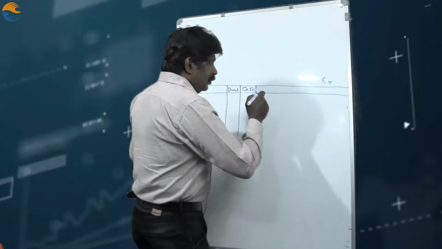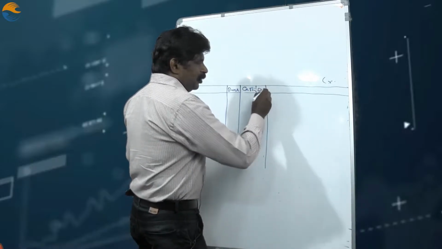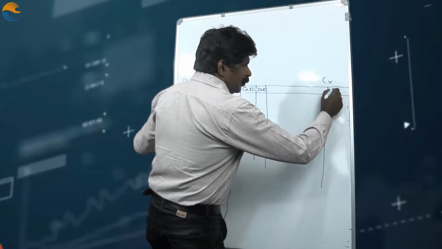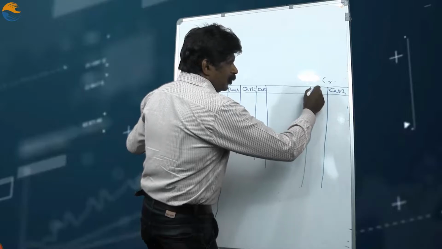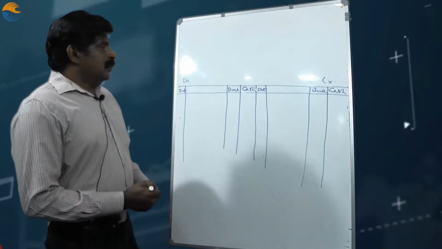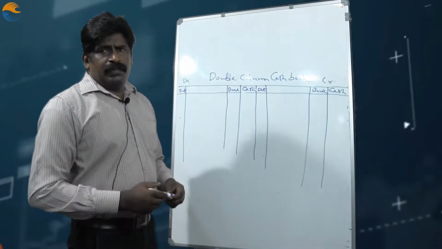Similarly, on the credit side, date column is there, and one amount column for cash and another amount column to record a bank. Double column cash book.